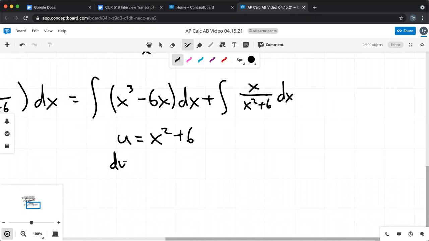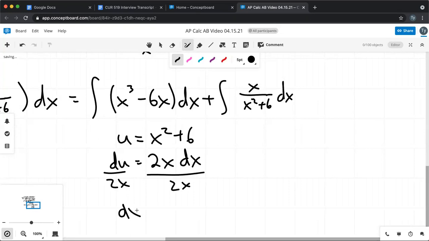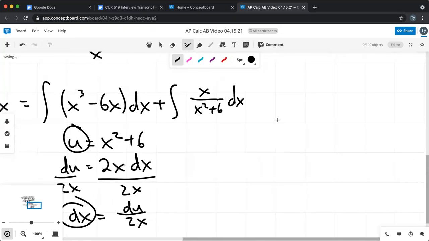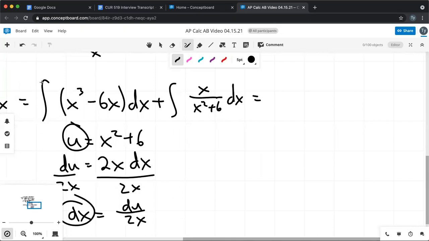We find our du. Derivative of x squared plus 6 is 2x dx. And then we can solve for dx by dividing both sides of our du equation by 2x. We get dx is du over 2x. So let's plug in our u, plug in our dx. Nothing new here. Don't forget this term right here. We have not dealt with that yet.